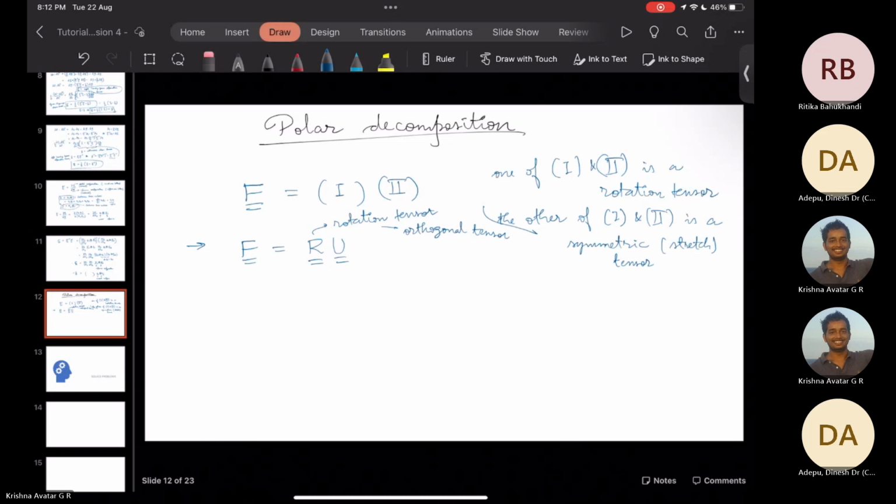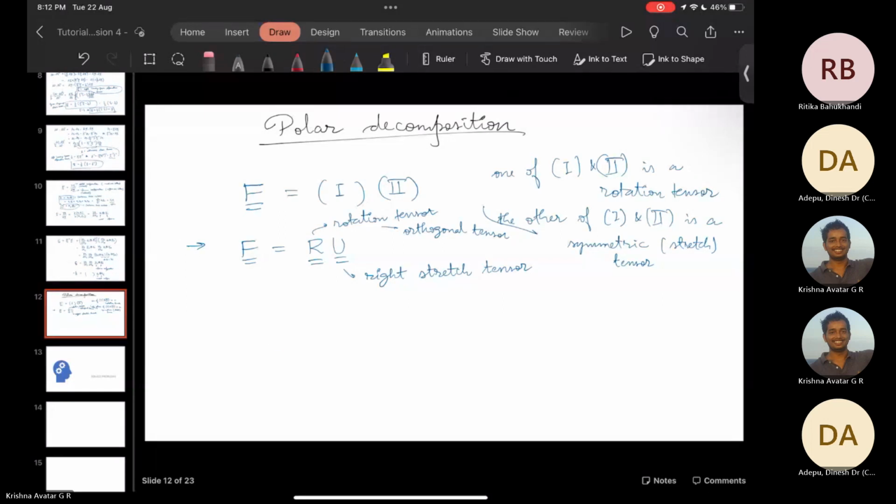And you know the property of orthogonal tensor, right? And U here is the symmetric stretch tensor, so it's the stretch tensor. It's also called the right stretch tensor. It's not that the other is wrong. It just implies the position of where the stretch tensor happens to be. So here, it's on the right hand side of the rotation tensor.